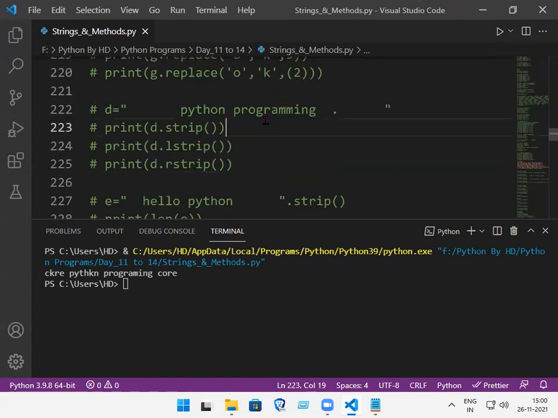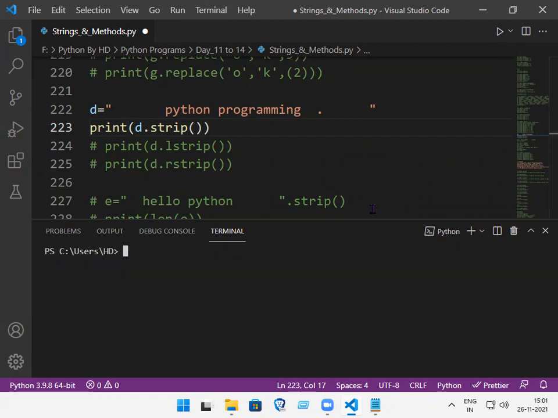I'll stop till here in the strip part. Now, in the case of strip, I have a total of three parts: strip, lstrip, rstrip. Now when I just use strip, it will remove spaces from both the sides. Before P and after the dot, those spaces get removed.